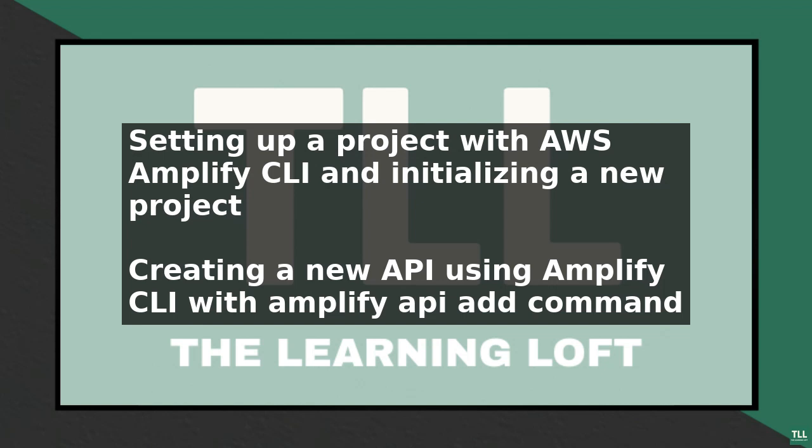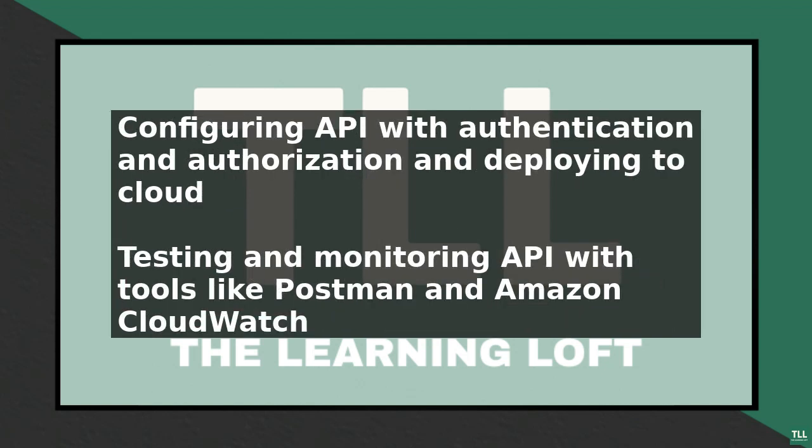Best practices. When using the AWS Amplify API category, there are several best practices you should follow. These include using authentication and authorization to secure your API, using logging and monitoring to track API performance, and using versioning to manage changes to your API.